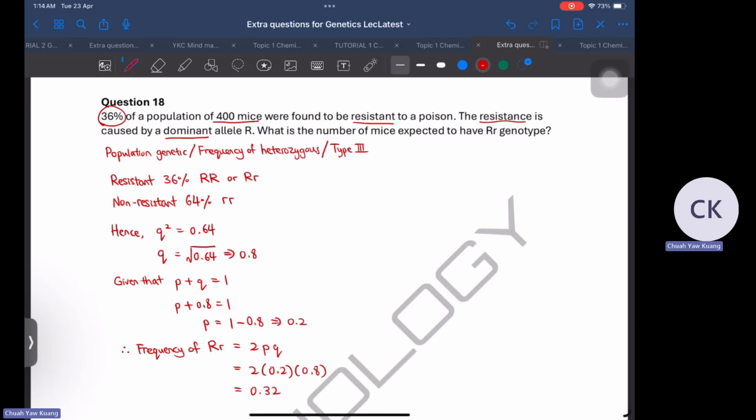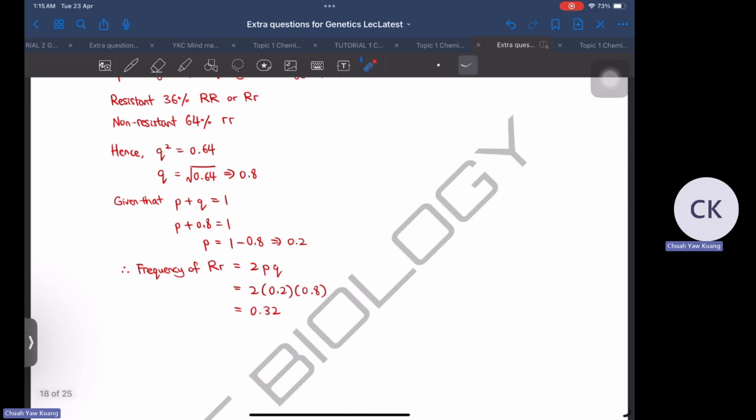So that is the frequency. But the question is asking for the number of mice with the heterozygous genotype. They want the number, not the frequency. So don't forget to find the number using the frequency, because I think a lot of students will make the careless mistake of ending their calculation here, which will be wrong.